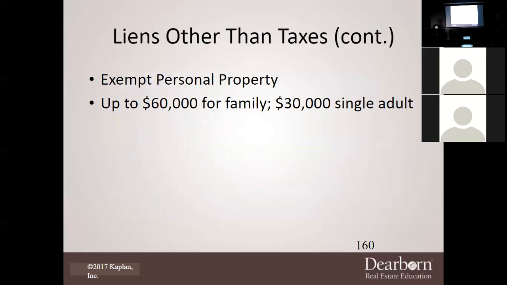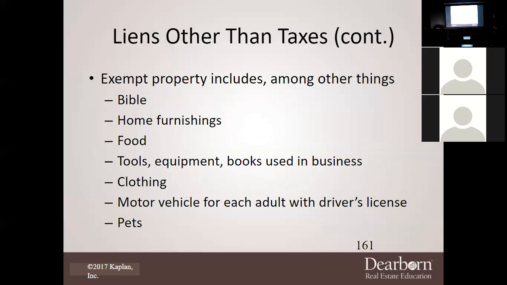Now, there are exemptions, Mr. Eugene, if you're married up to $60,000 for the family. And if you're single, up to $30,000. Okay? Some of the items that are exempt property is your Bible. Good. They cannot take your Bible. Your home furnishings, your food, your tools, equipment, books used for your business. They can't take all your clothing. Sorry, Travis, you can't take the clothing. I know you might have wanted that, but you can't take it.